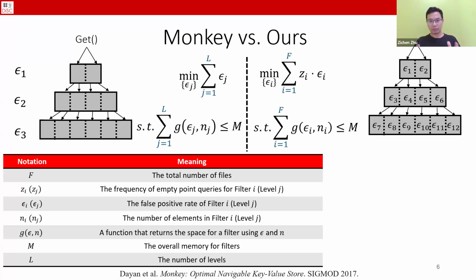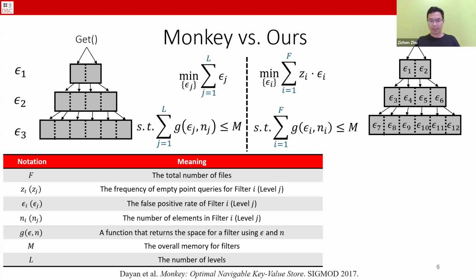Unfortunately, these two models are still very ideal. They cannot be directly deployed in a real system because they rely on prior knowledge. Monkey needs to know the number of levels L in advance, and so does our model. We need to know the capital F, the number of total files, ZI, the number of empty point lookups per file, and so on and so forth.